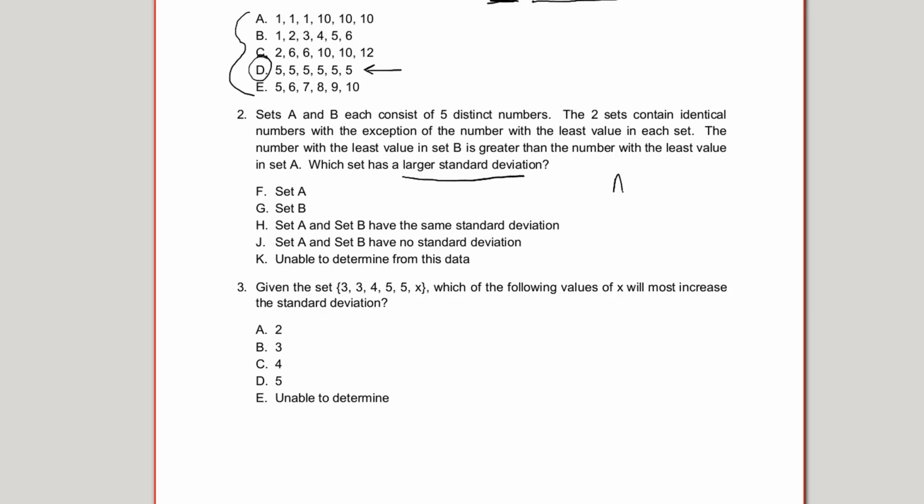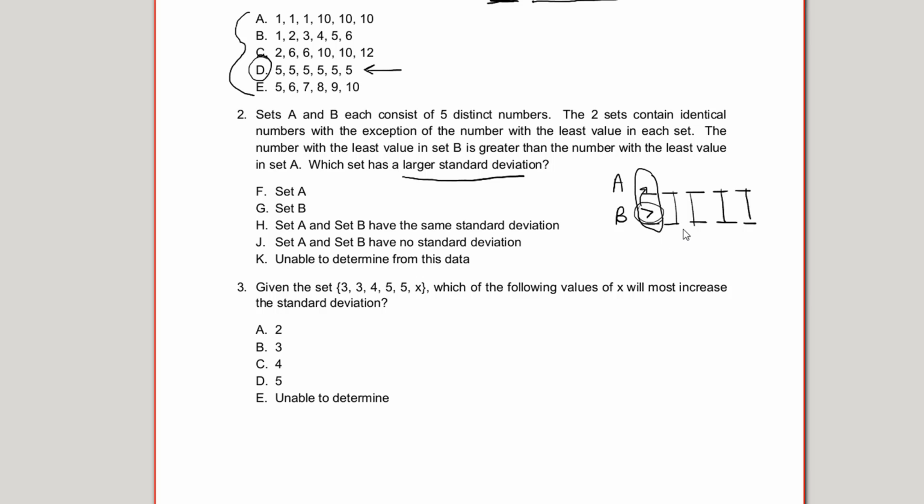So each of our sets, A and B, has 5 values in the data set. And we'll just use this to indicate our 5 values. And it says each one is identical except for the least. So all these are the same, so they almost cancel each other out. But what's our distinguishing factor in this least one? It says the number with the least value in set B, so we're talking about this one, is greater than the value here in set A. So we have a larger value.